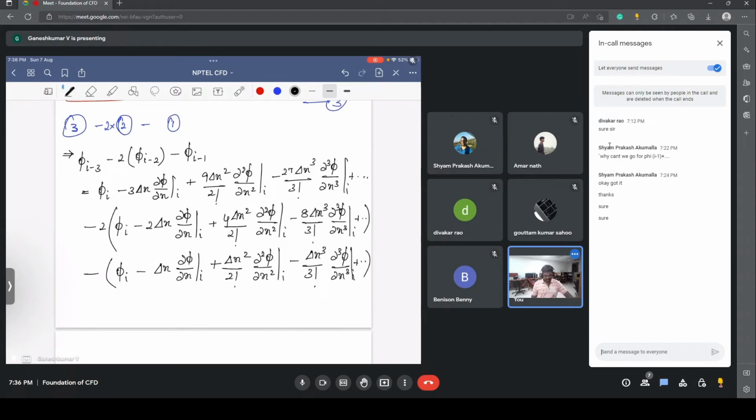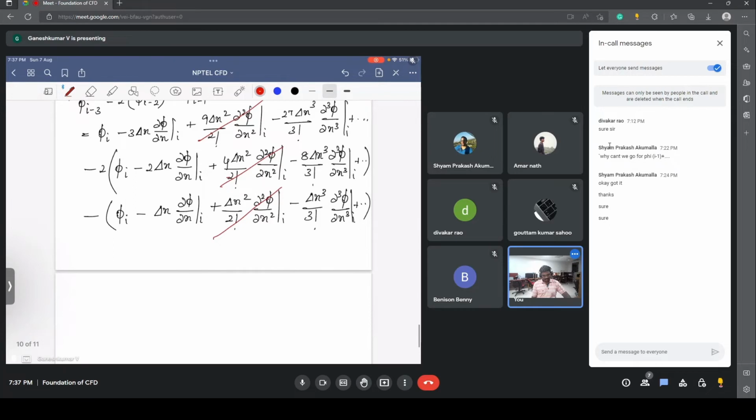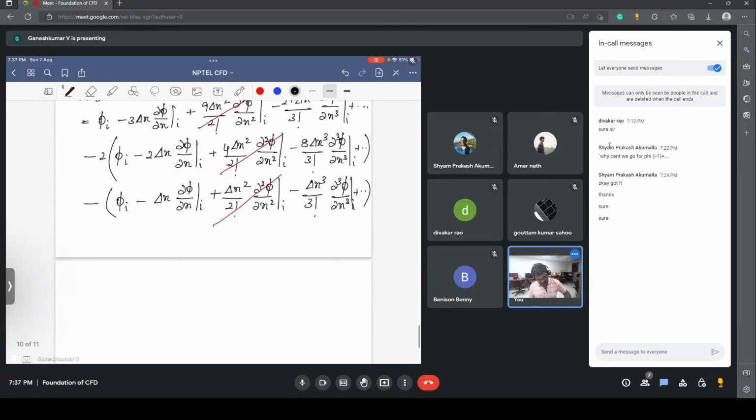Alright. So if you see here, plus 9 delta x square by 2 factorial, right? And this is going to be minus 9. 9 minus 9 is 0. So can I strike all these three? Yes, sir. So strike all these three. What would be the final solution?